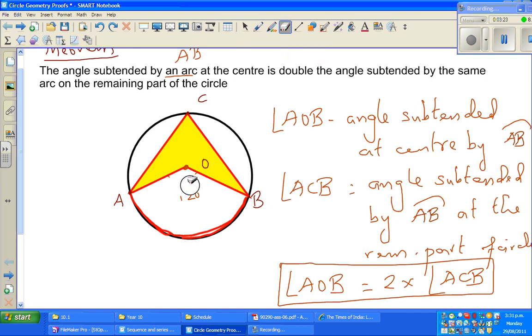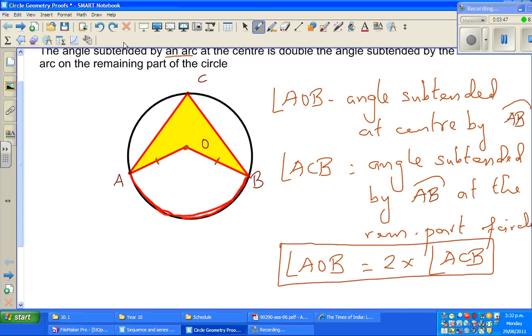So what I'm going to do is draw a line. One thing that you can see is OA is equal to OB. They are radii of the same circle. So O is the center, and OA and OB are radii of the same circle.